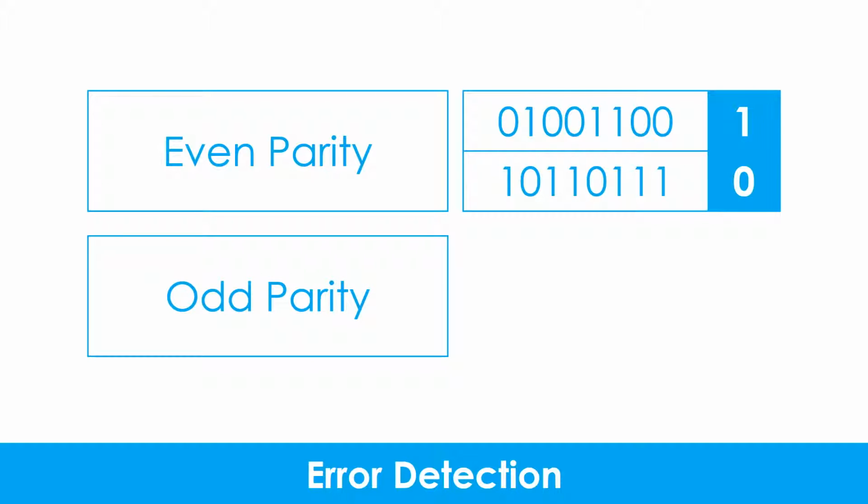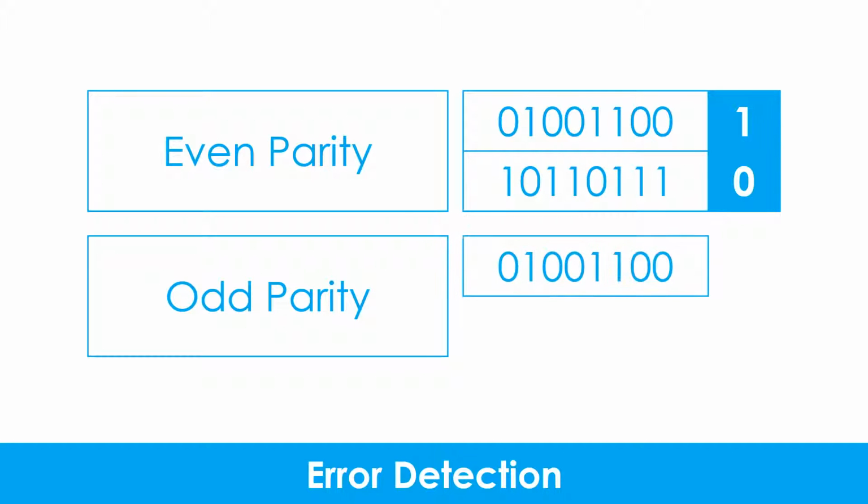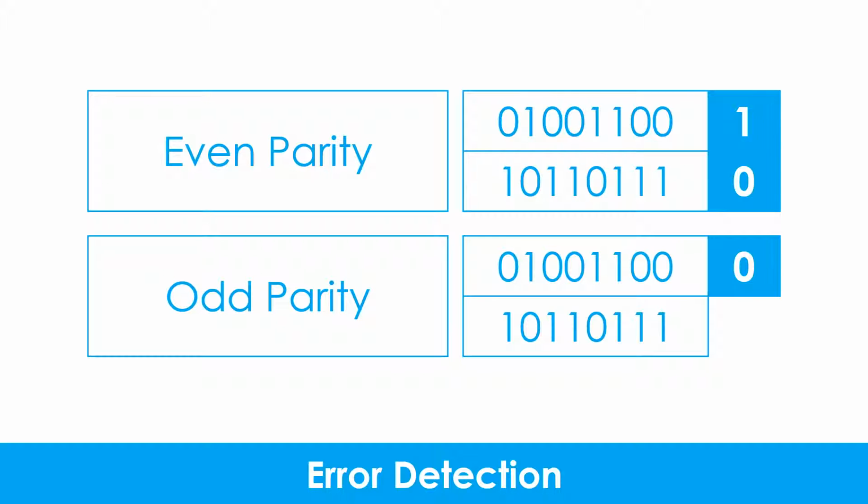When odd parity is used, the parity bit is set to 1 if the number of ones is even. The parity bit will make the number of ones odd. There are 3 ones in this message, which is an odd number, so the parity bit will be 0. In this message there are 6 ones, which is an even number, so the parity bit needs to be 1 to make it odd.